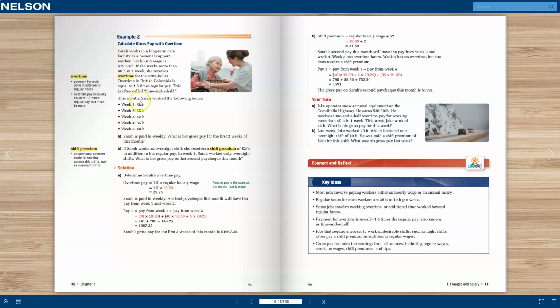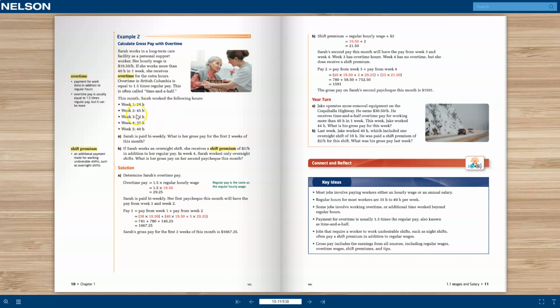Okay. So this month, Sarah worked the following hours. Week 1, week 2, week 3, week 4, week 5. Sarah's paid bi-weekly. What is her gross pay for the first 2 weeks of this month? Okay, so bi-weekly means that you get paid every 2 weeks. If you get paid bi-weekly, you'll get one check after week 1 and 2. Your company or boss will give you a check saying this is how much money you made, or it could be direct deposit now. It goes directly to your bank account. Anyways, weeks 3 and 4 will be your next paycheck or payday.